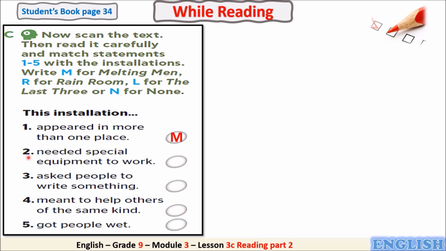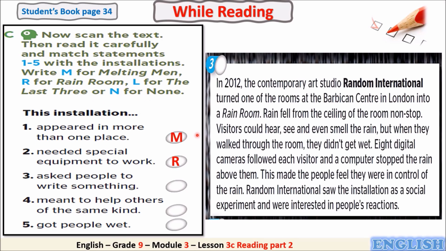Number 2. Needed special equipment to work. Which installation is this? Very good, my students. It's rain room. Can you find a clue in the text to justify this answer? That's right. 8 digital cameras followed each visitor and a computer stopped the rain above them. Excellent, my students.